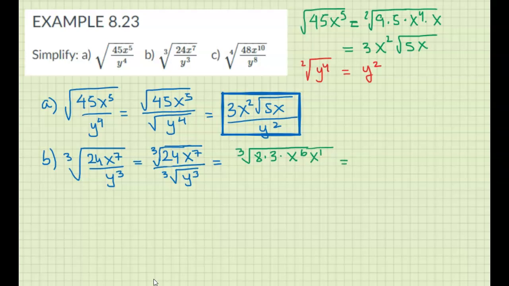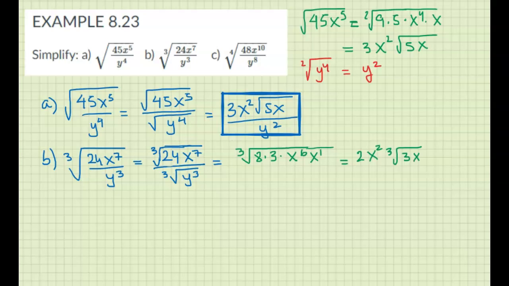Alright, so this is going to continue. Cube root of 8 is 2. Alright, and then we have cube root of 3 stays in there. X to the 6 divided by 3. 6 divided by 3 is x to the 2. And then we have an x that stays in.